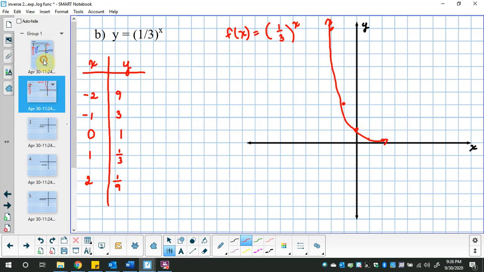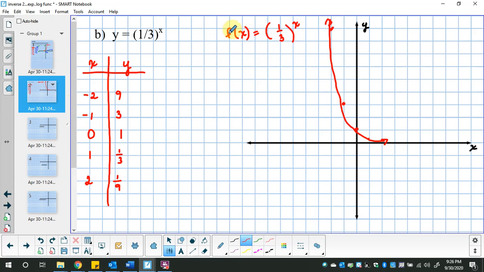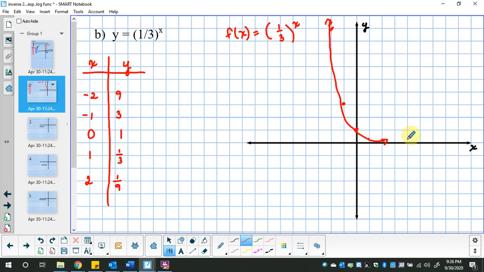The difference between this picture, which has a number here that is greater than 1, and this picture, which has a base that is less than 1 but still positive, is that this picture in red represents growth. So if you get into the positive x values, this is growing and growing and growing. And this picture represents, after you get into the positive x values, decay. So when we get into word problems that talk about exponential growth and decay, that's the picture that matches the information.